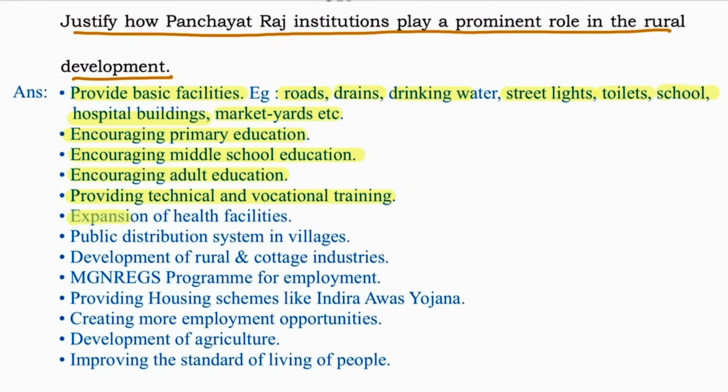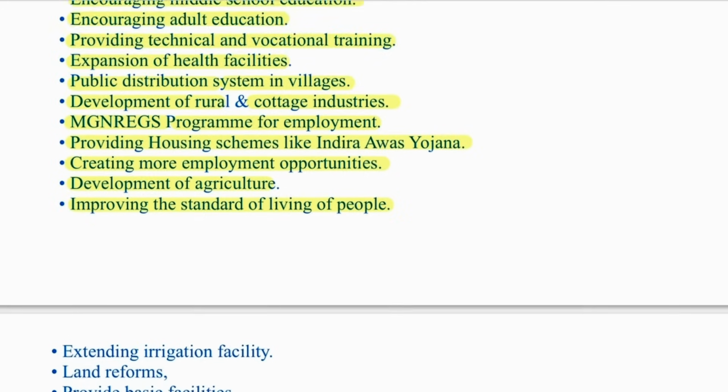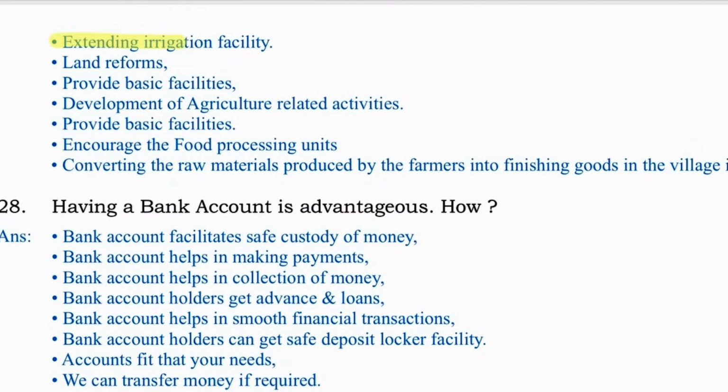vocational training, by expansion of health facilities, by public distribution system in villages, development of rural and cottage industries, the MGNREGS program for development, providing housing schemes like Indira Awas Yojana and creating more employment opportunities, development of agriculture, improving the standard of living of people, and by extending irrigation facilities, land reforms, providing basic facilities, and development of agriculture related activities, encouraging food processing units, and converting the raw materials produced by the farmers into finished goods in the village itself.